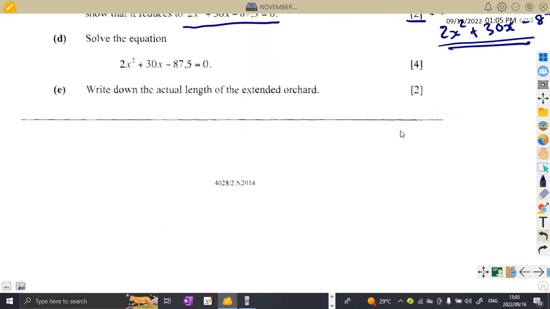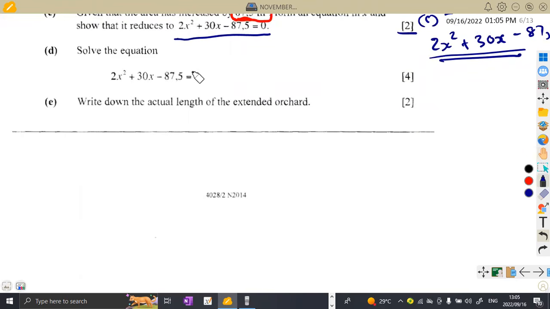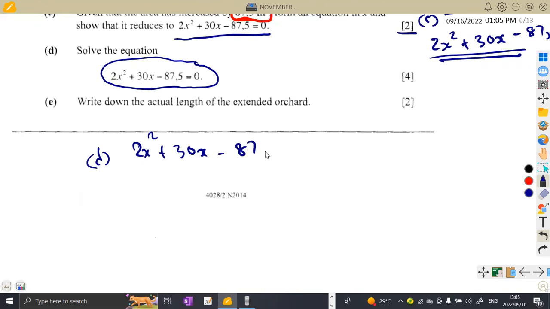So guys, it's now you and your equation. You are given the equation. If you failed to show this, you can't use that wrong answer; you have to use the one that you are given in case you didn't manage to get the actual answer. So you're going to solve 2x squared plus 30x minus 87.5. We can use our quadratic formula. Our a is the coefficient of x squared, which is 2. Our b is 30. Our c is the constant, which is negative 87.5.